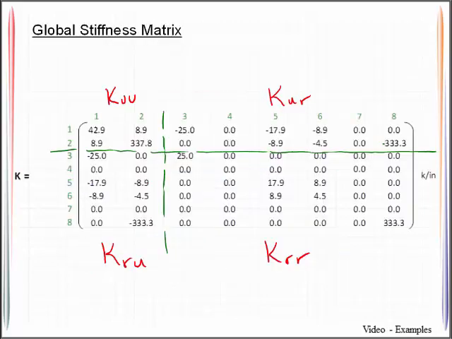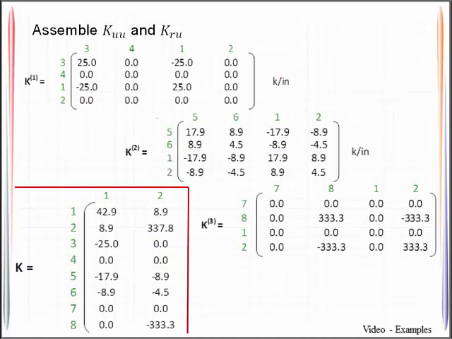So the partitioning is labeled as such: KUU for the unrestrained degrees of freedom, KRR for the restrained degrees of freedom, and then KRU and KUR as the cross terms in the stiffness matrix. We know that for our matrix operations we are only going to need these particular portions of the stiffness matrix. So I'll show you how those are assembled.